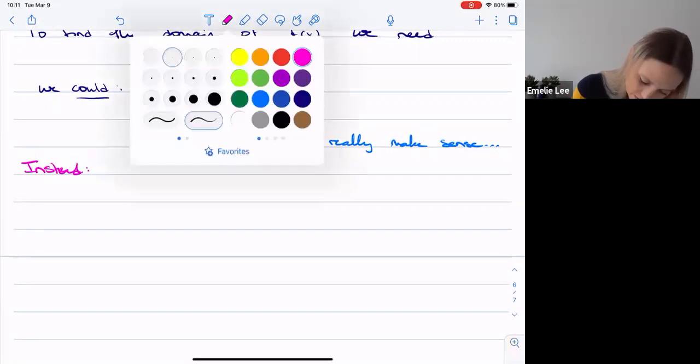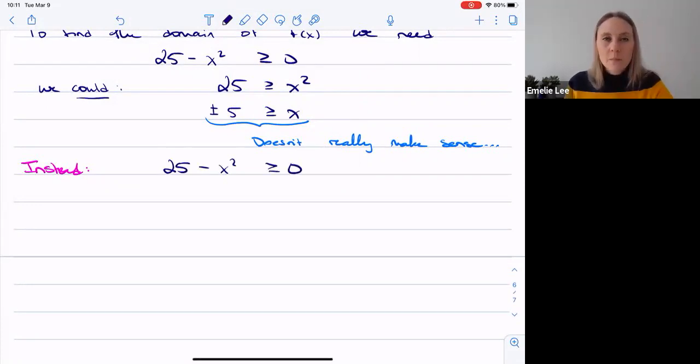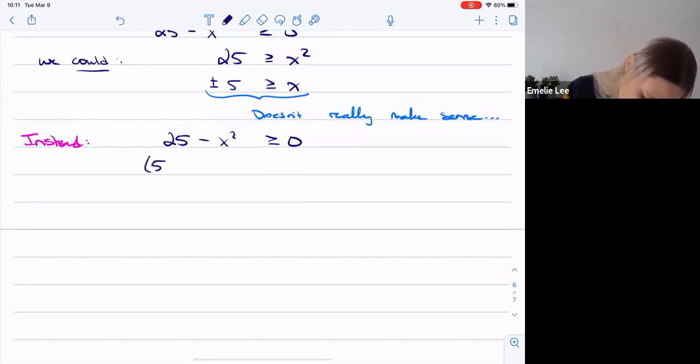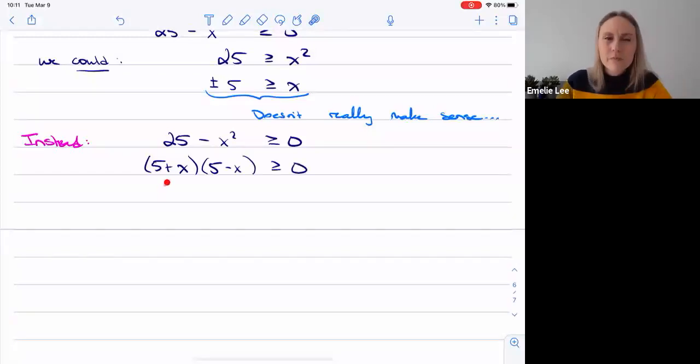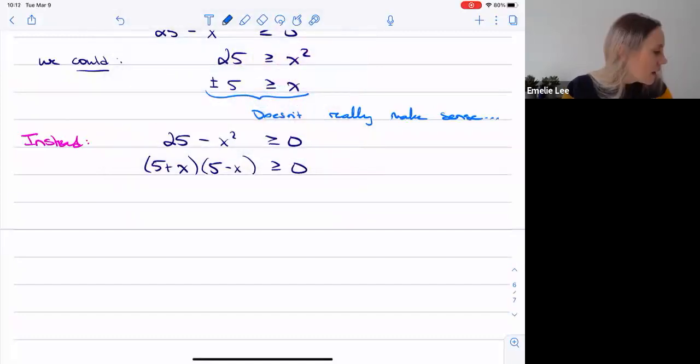Instead, what I want you to do is say, well, 25 minus x squared has to be greater than or equal to 0. Then really what I want to make sure is I can factor this, right? And I want to make sure that I'm always above the x-axis. So here, this becomes the same as 5 plus x times 5 minus x has to be greater than or equal to 0. So now we're dealing with nonlinear inequalities, which was in section 1.8.